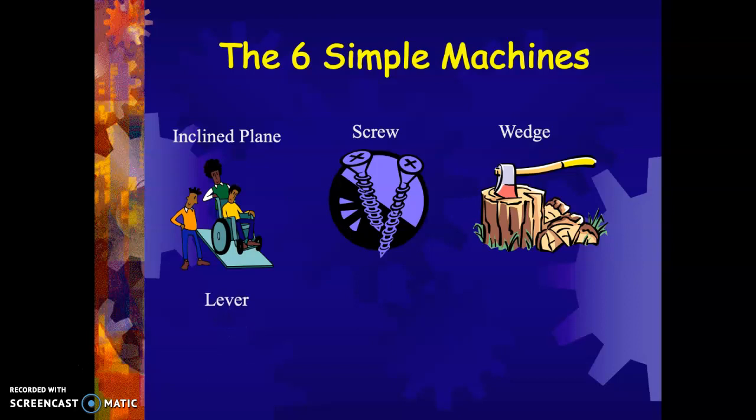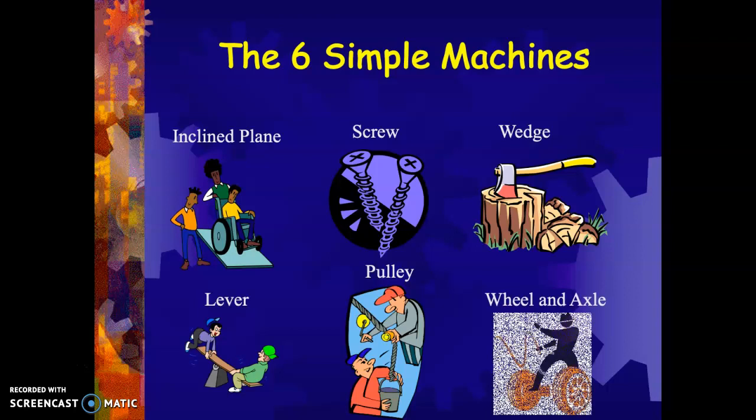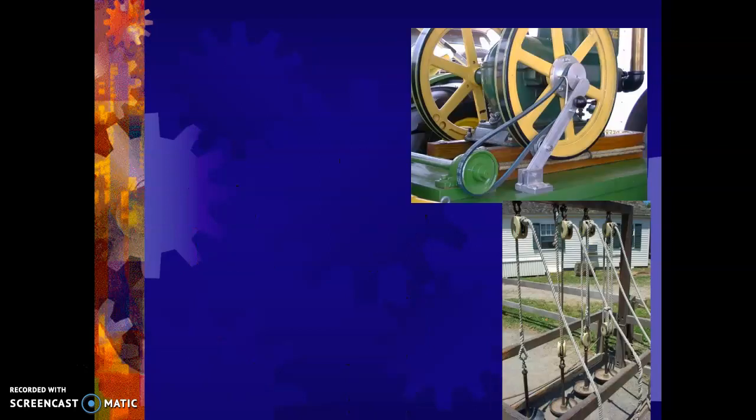We have levers, of which there are 3 different types. We'll get to those later at the end of the lesson today. A pulley system, as you can see here, and then we have a wheel and axle. And a pulley system actually uses a wheel and axle in its setup. So those are your 6 different types of simple machines.